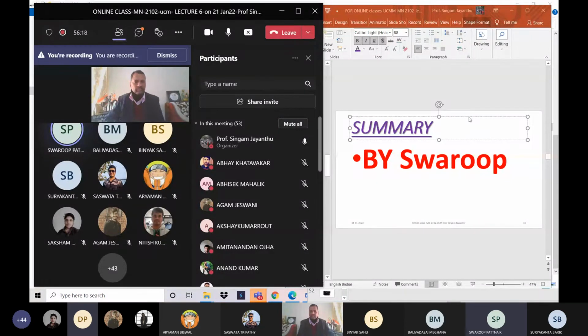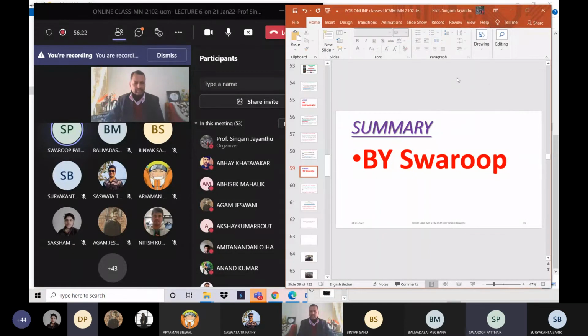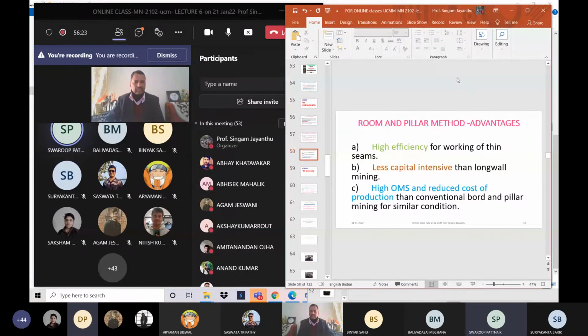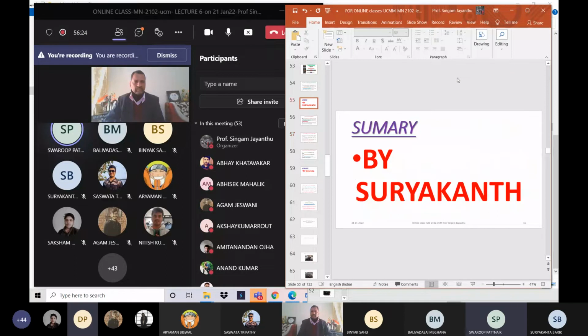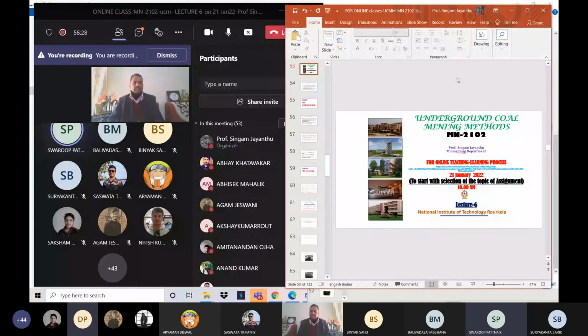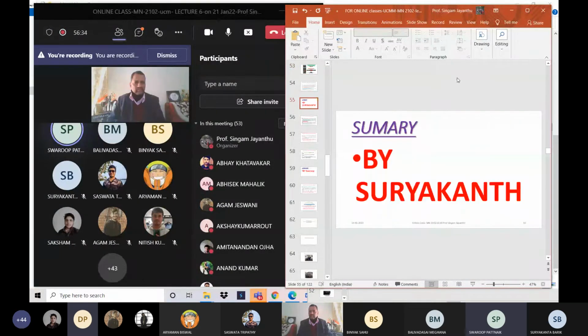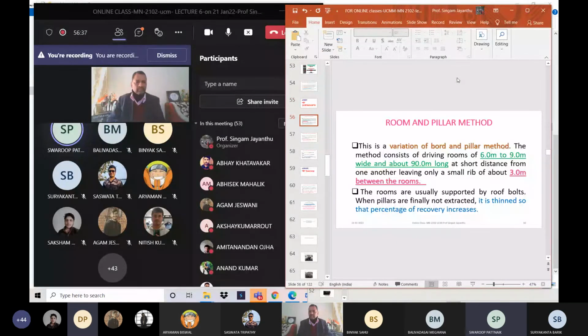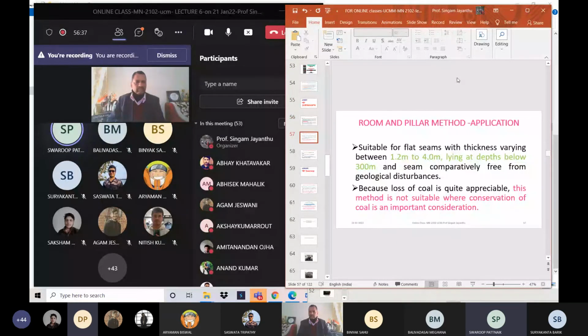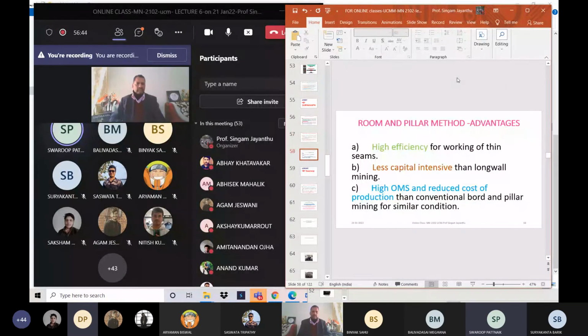And then we discussed thick seams, like how a thick seam is decided in different countries, how it depends on the physical attributes of the people belonging to a particular country, and how it is standardized in different countries. Then we came to the conclusion that the room and pillar method is mostly suitable for flat seams, but in a thick seam we can extract up to 4.8 meter comfortably in one pass, in one go. And then we decided about the assignments. That was it.